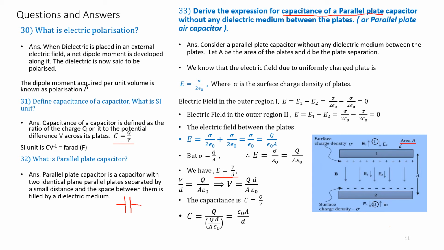So here you have to find field in the outer regions and field inside. When you get a field inside, you get E is equal to Q over A epsilon naught. E is V by D, and C is equal to Q by V. So simplifying, we get this is the equation for capacitance.